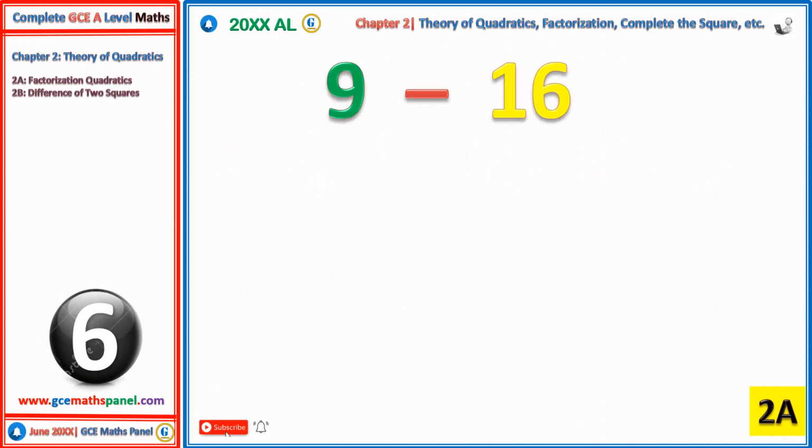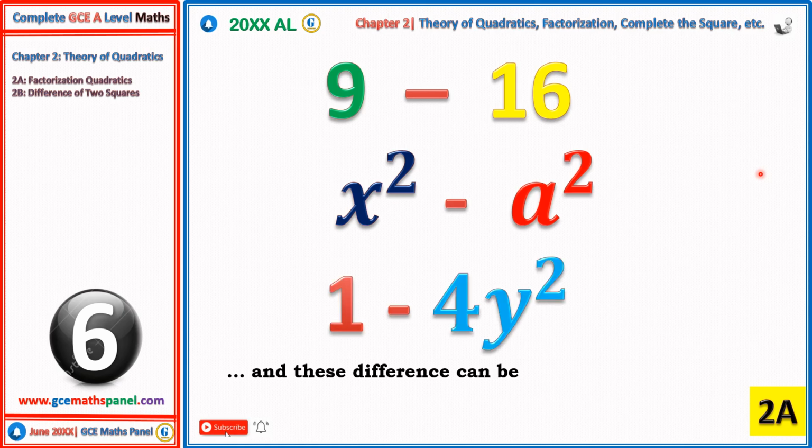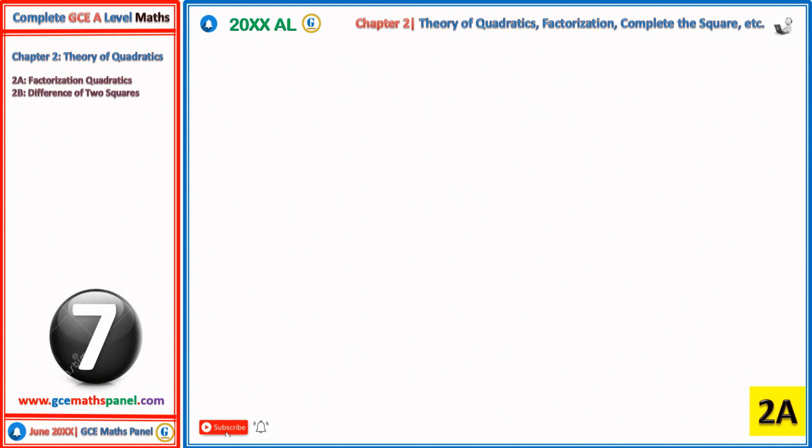Let's take an example. 9 minus 16 is a square number minus a square number. So that's the difference of two squares. x squared minus a squared is the difference of two squares. 1 minus 4y squared is the difference of two squares. And these differences can easily be written in the factorized form, because this second one is a quadratic and the third one is a quadratic. We can write them in factorized form as follows.